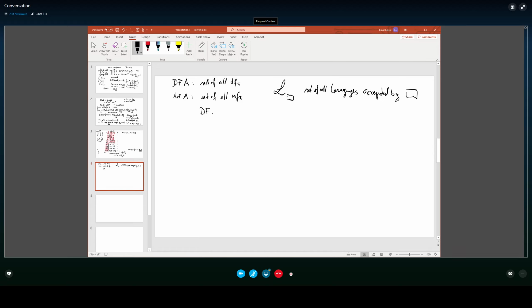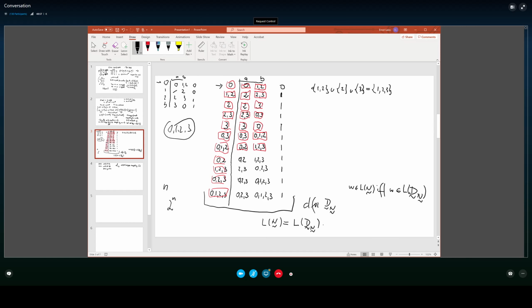DFA, the set of all deterministic finite automata, is a proper subset of the set of all non-deterministic finite automata. That, of course, says that a DFA can always be viewed as a non-deterministic finite automaton, but there are clearly non-deterministic finite automata that are not deterministic finite automata. This one would be one of them, for instance.